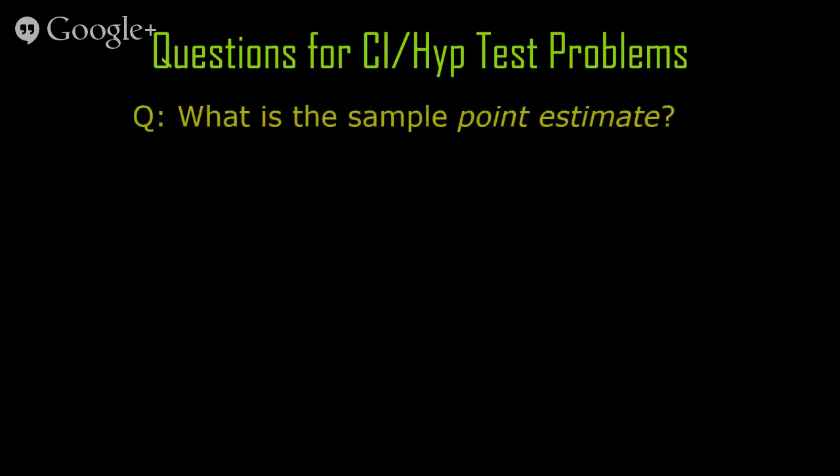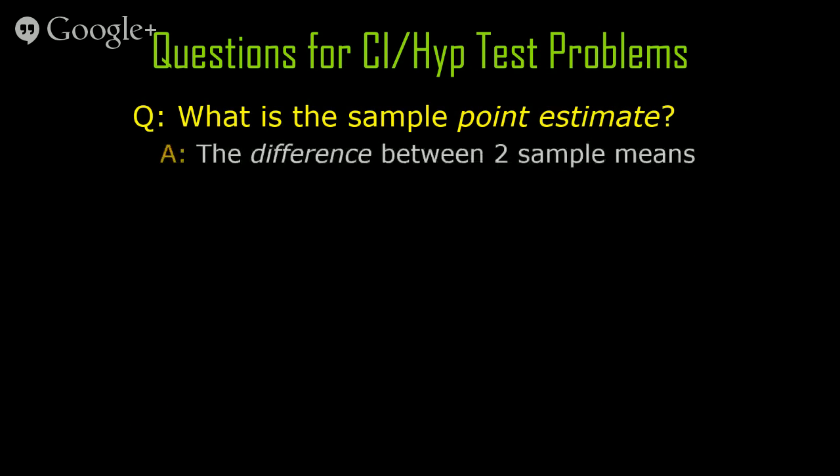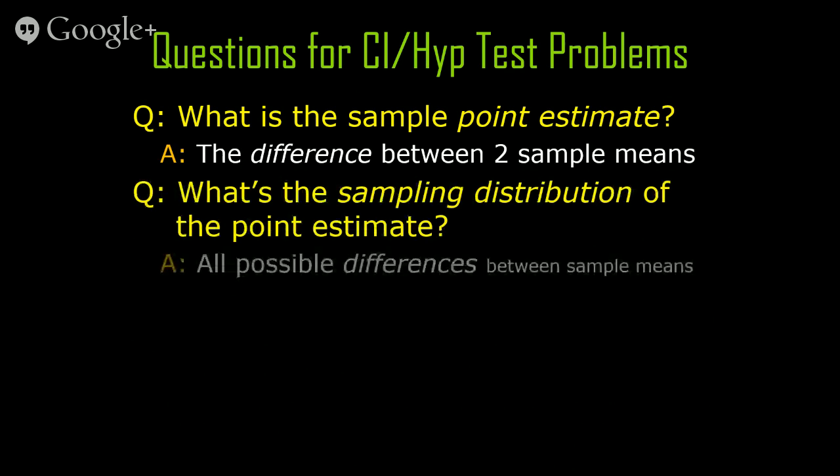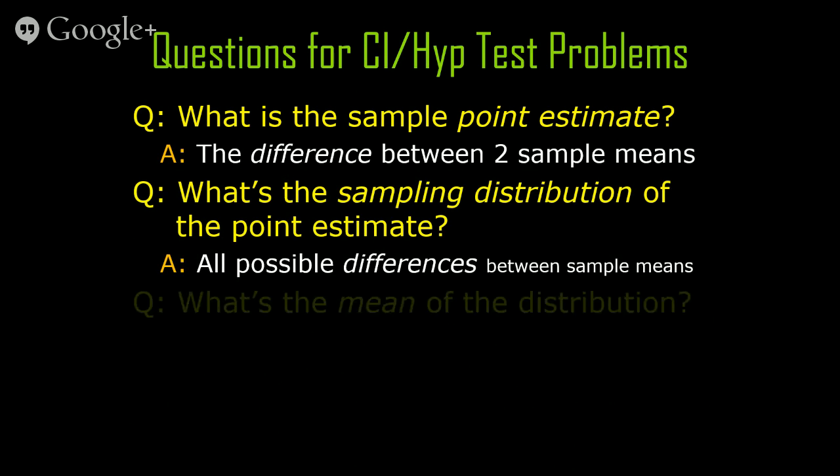So we have these same kind of questions. I wrote the same list of questions I had for single sample hypothesis tests. So what's the sample point estimate? It's the difference between our two sample means. That's our best estimate of what the difference between the two population means is. What's the sampling distribution? It's the distribution of all possible differences between sample means. It's not the sampling distribution of the mean. It's the sampling distribution of differences, or sampling distribution of the difference is how we say it sometimes.